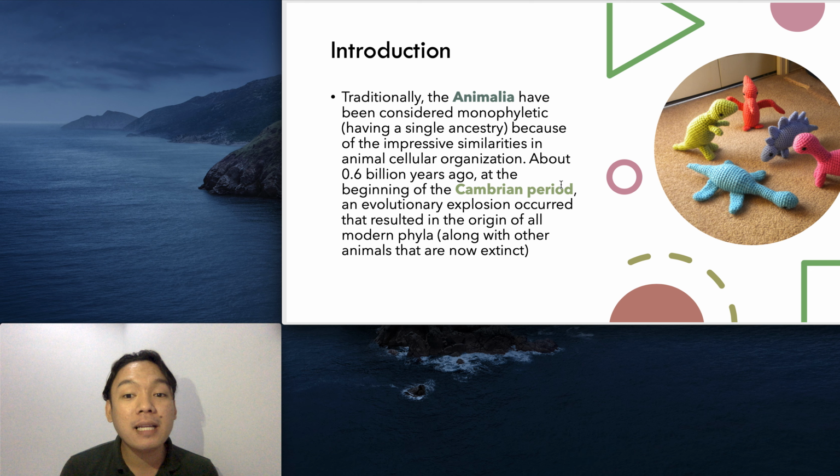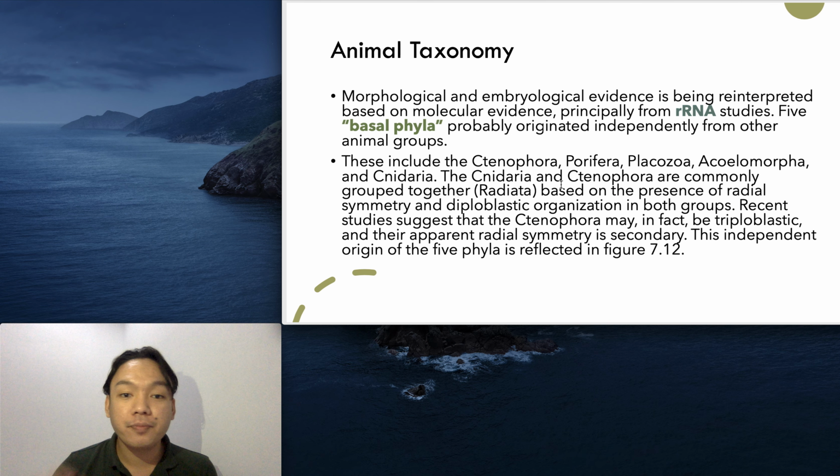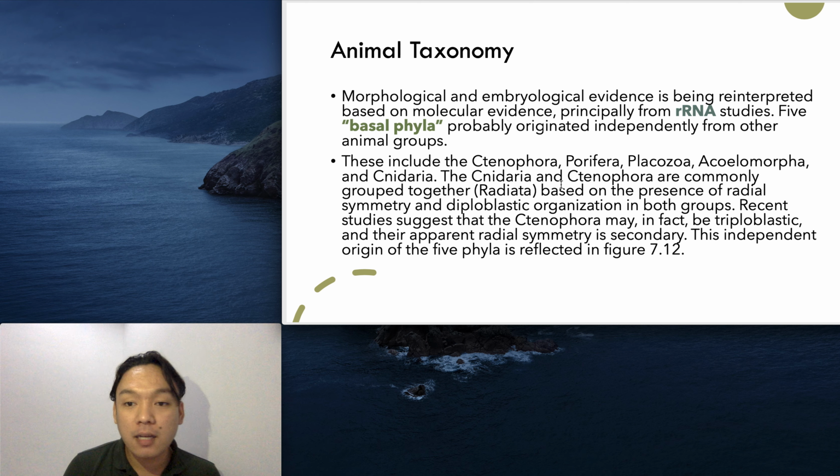Because of the impressive similarities in animal cellular organization, about 0.6 billion years ago, at the beginning of the Cambrian period, an evolutionary explosion occurred that resulted in the origin of all modern phyla, along with other animals that are now extinct. So the Cambrian period washes off the entirety of the animal kingdom before. Animal taxonomy is based principally on embryological and morphological evidence, but it is being reinterpreted based on molecular evidence. So principally from what? Our RNA studies, or ribosomal RNA studies.